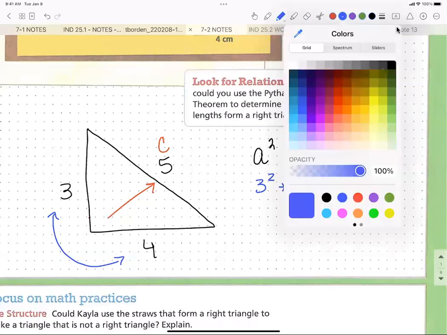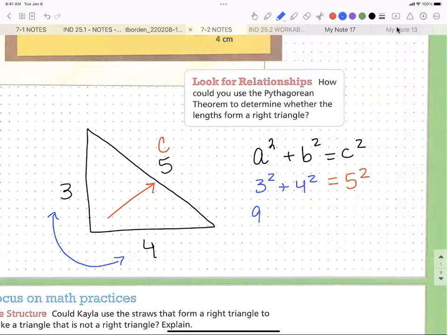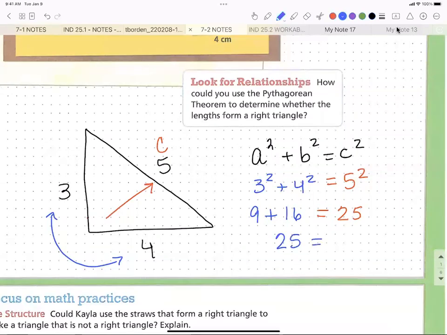And now we're going to square 3, which is 9. We're going to square 4, which is 16. And then we're going to square 5, which is 25. And then we're going to add 9 plus 16, which is 25. And it equals c squared, which is 25. Does 25 equal 25? Yes. So yes, this is a right triangle. We just used the Pythagorean theorem to prove that this was a right triangle.